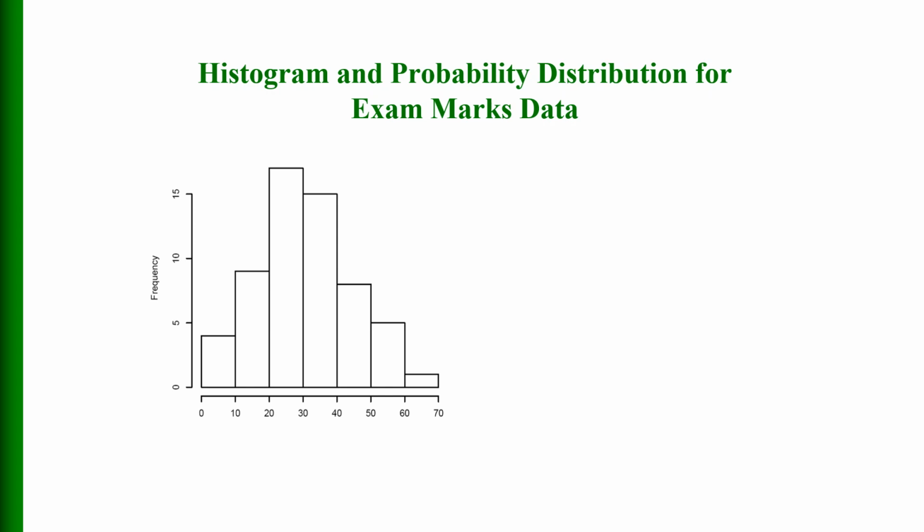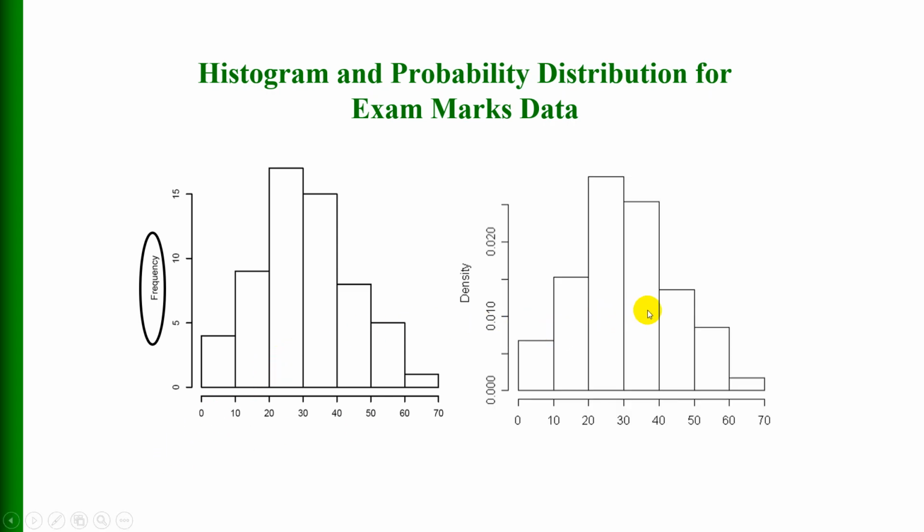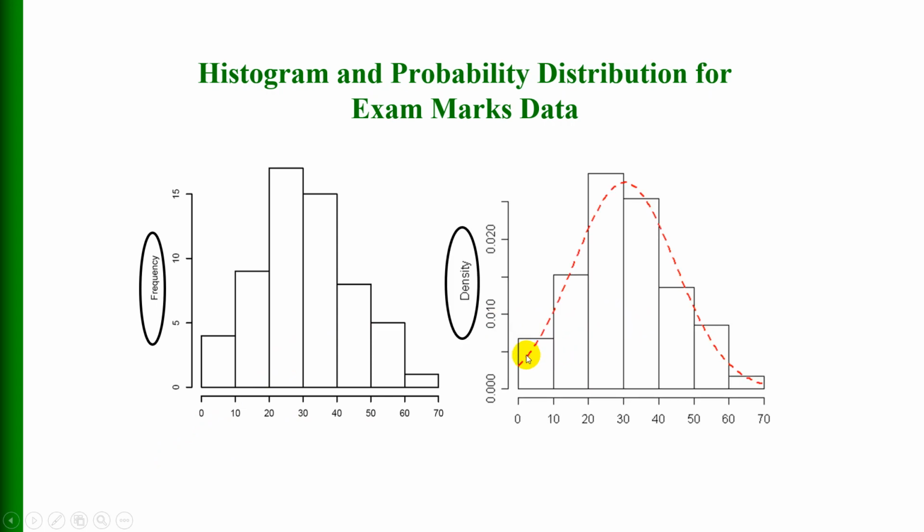Now we can make a histogram and probability distribution of the exam marks data. Now this is the histogram, and this is the probability density function, and here you can see that we can smooth this out. This is a type of normal distribution.